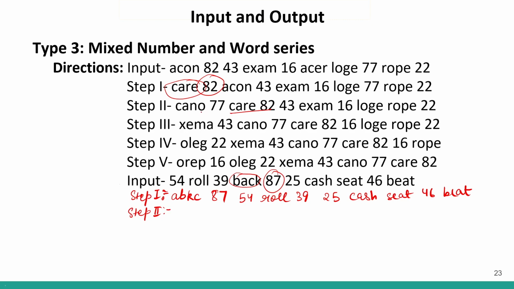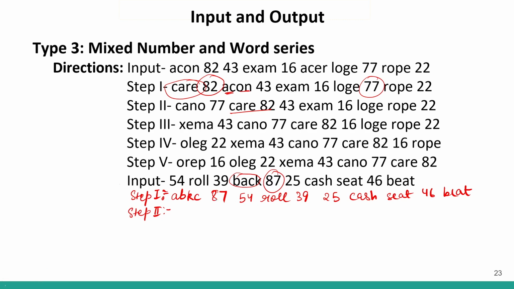Now I can see CANO. So ACON was the next alphabetical letter, correct? So CA has been exchanged and ON has been exchanged. And the next large number, which is 77, has been taken. Correct? The next large number 77 has been taken. So let us do the same thing.